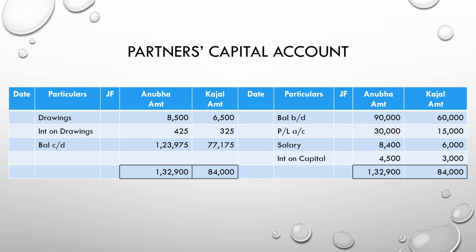77,175. In the book, the answer is given wrong for the old addition. For the new addition, it is correct. It is wrong because they have made the P&L appropriation account, which we have not learned till now. So there is no need to make the P&L appropriation account for the first and second question, only the capital accounts will be prepared. So this is how we are going to solve this question.